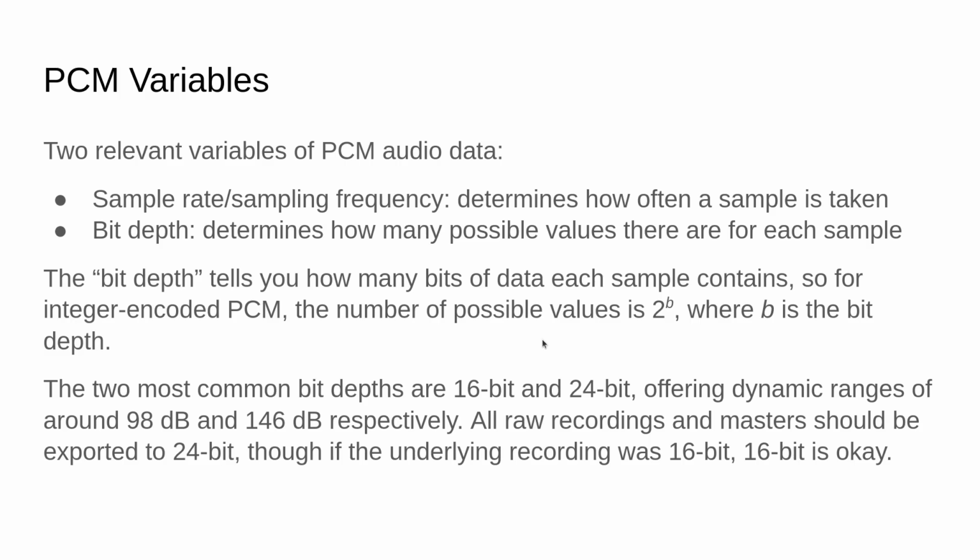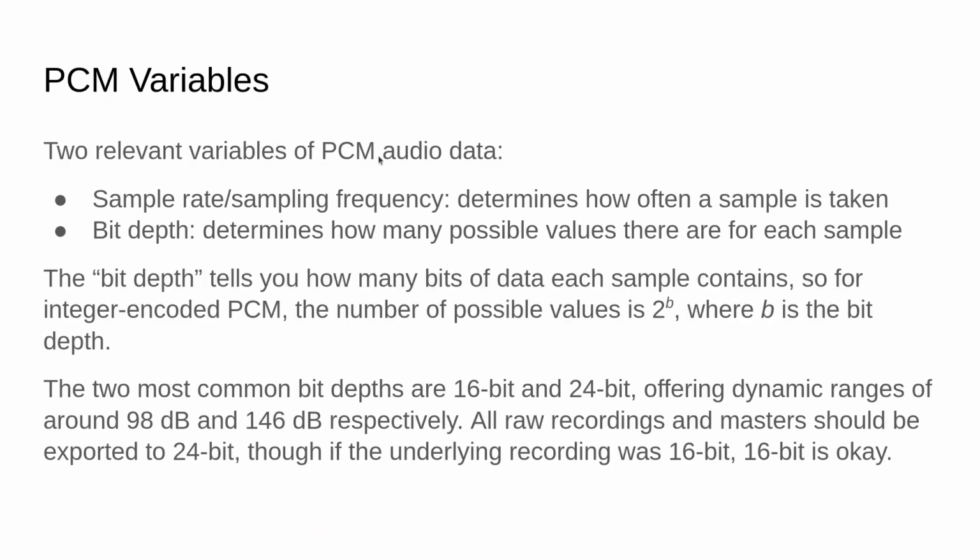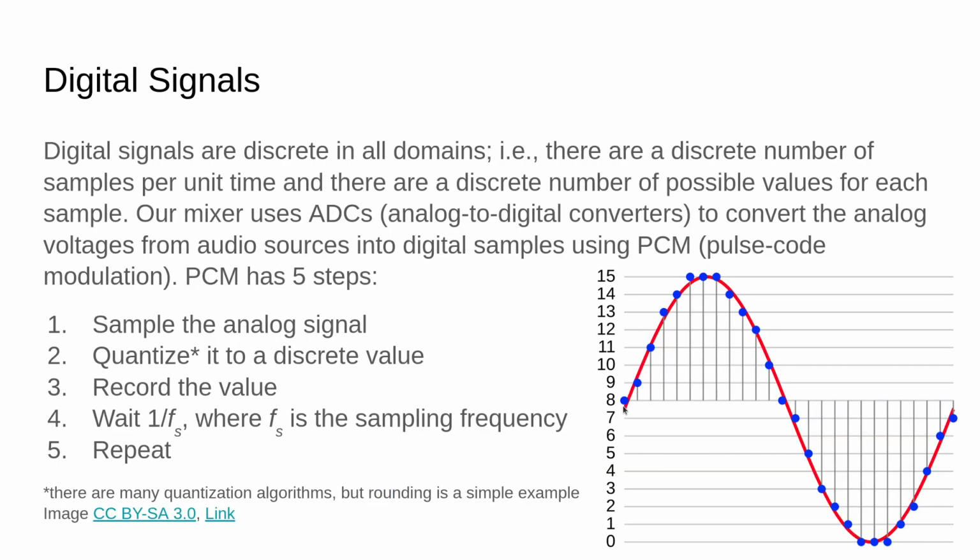So when it comes to PCM data, PCM is again that algorithm where we take a sample every fixed amount of time. There are two, what I would say, relevant variables. There's other variables, but these are the two most relevant. The first one is the sampling rate or the sampling frequency. So how often do we take a sample?